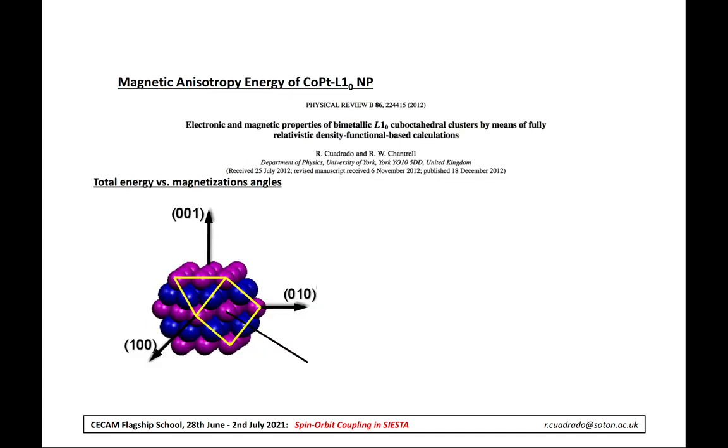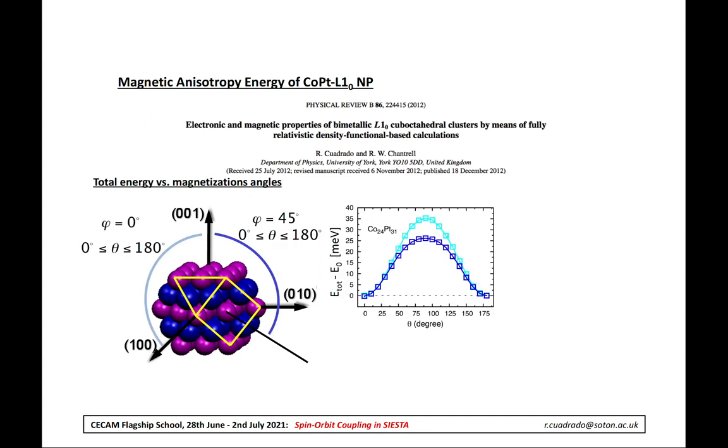One of the most important things when you perform a fully relativistic DFT calculation is that you can obtain the total self-consistent energy for different orientations of the magnetization. For example, in this case, we have a cobalt platinum nanoparticle composed of 55 atoms stacked, forming an L10 structure in gas phase. And we can obtain the value of the total energy for different orientations. The two scans performed here correspond to variations within the XZ plane with phi equal to 0, and the same with phi equal to 45 degrees. These are the blue and the turquoise square dots in the plot on the right.